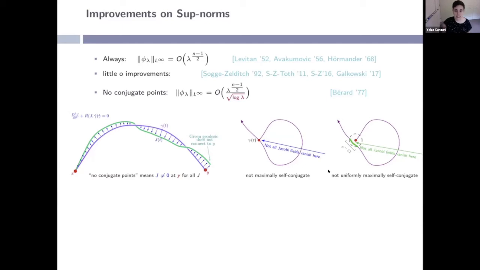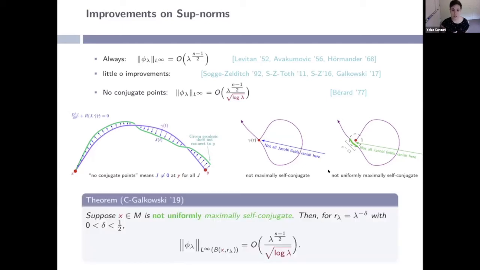Under this assumption, we can get the square root log lambda improvement. If your point x is not maximally self-conjugate in this uniform way, then we can get the square root log lambda improvement on the value of the function at the point. Again, this is not a global condition on the manifold. This only depends on what happens with the geodesics that leave the point x, and we only get information about the value of the function at the point x.